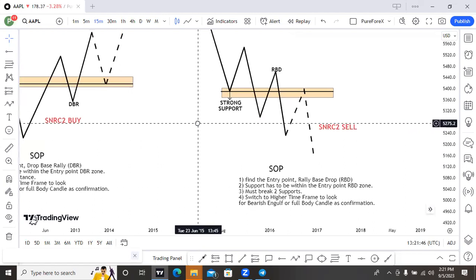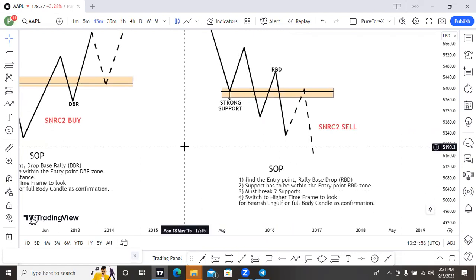Also, having identified your SNRC2 setup, you have to go to the higher time frame, which is the last procedure, to look for a bearish engulfing candle, as the case may be. Either you look for an engulfing candle as confirmation, or you look for a full body momentum candle. But 80 to 85% of the time, price gives us a bearish or bullish engulfing candle as confirmation. Sometimes you won't be able to find one on the higher time frame, but we can use a full body candle as confirmation to have the confidence to take that trade without fear or favor, right? So this is the standard operating procedure in identifying an SNRC2 setup.